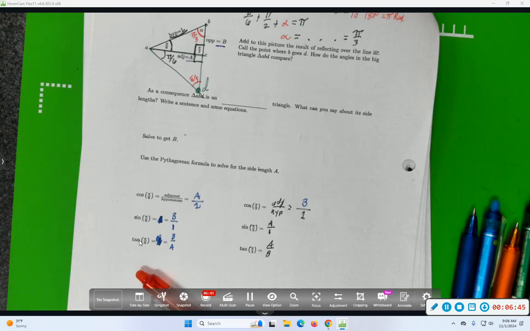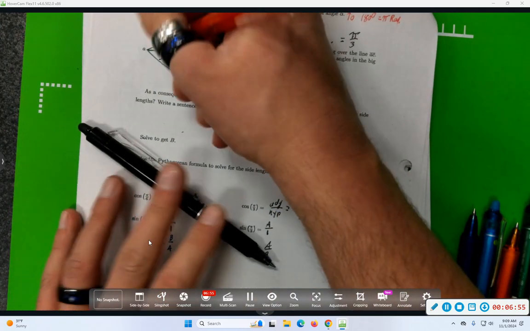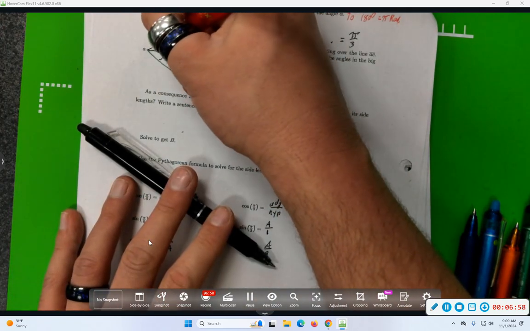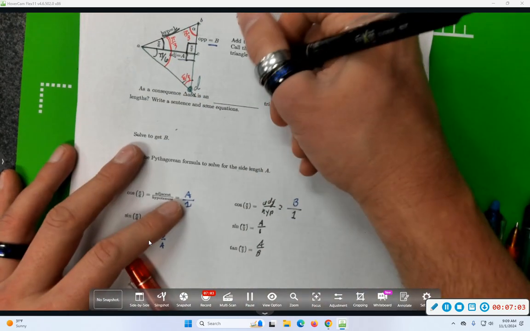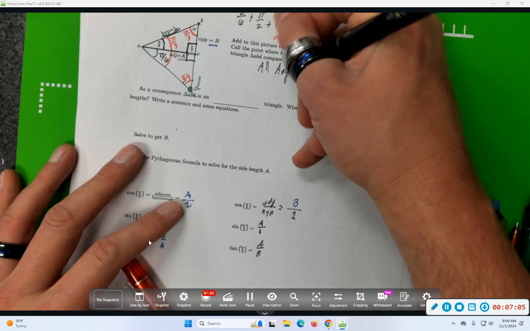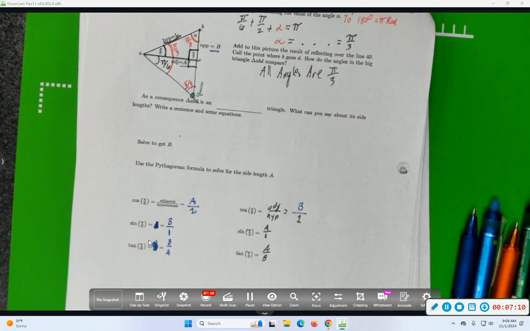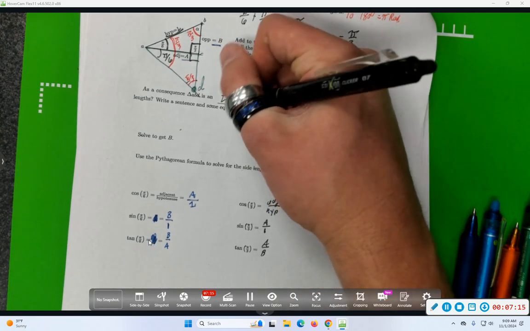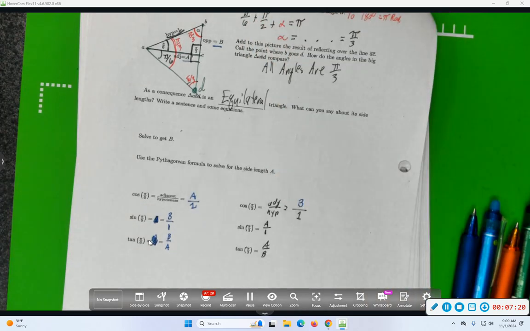It's equilateral. All of the angles have the same size. This angle is pi over 3. This angle is pi over 3. This angle is pi over 6 plus another pi over 6. That's pi over 3. All the angles are the same. Whenever you see a triangle and all the angles are the same, the resulting triangle is called equilateral.